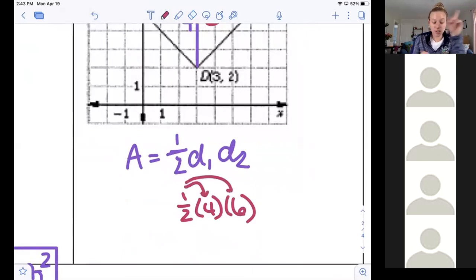No, no, no, no. You get to do 1/2 of one of them. It's all being multiplied together. So it's 1/2 times 4 times 6. If you do 1/2 and 4 together, then you've already used up your 1/2. You don't get to use it again.